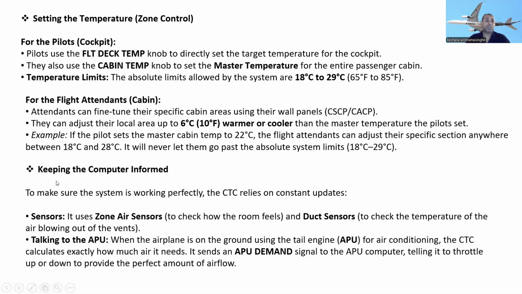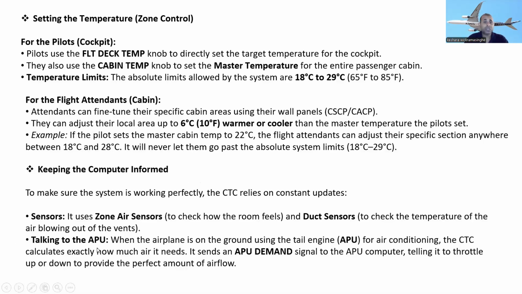All right. So keeping the computer informed: to make sure the system is working perfectly, the cabin temperature controller relies on constant updates. So let's see the sensors. It uses zone air sensors to check how the room feels, and duct sensors to check the temperature of the air blowing out of the vents.